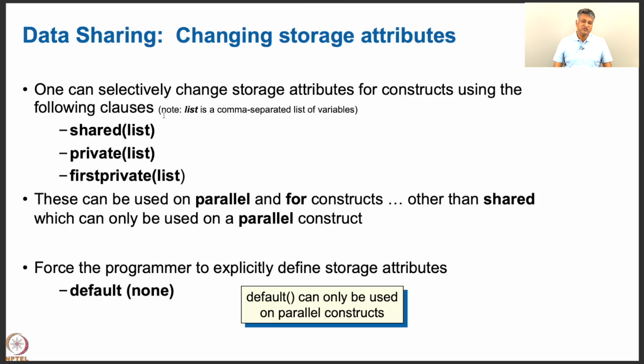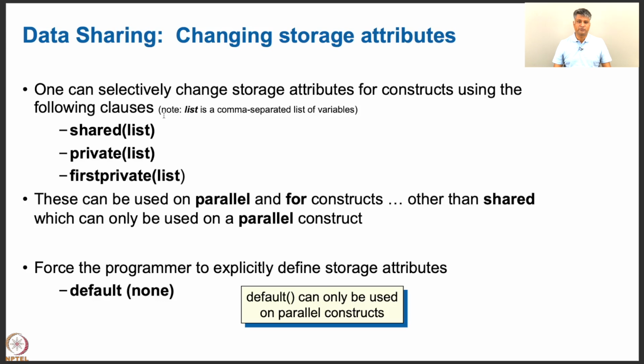So we can change the storage attributes of these variables. We can say that certain variables are shared, certain variables are private, and certain variables are what are called firstprivate, and we will understand what each of these clauses mean. They can be used for both parallel and for constructs, other than shared, which can be used only for the parallel construct.